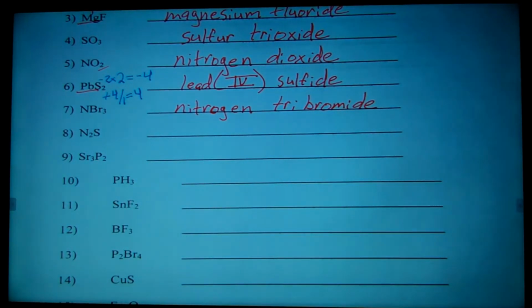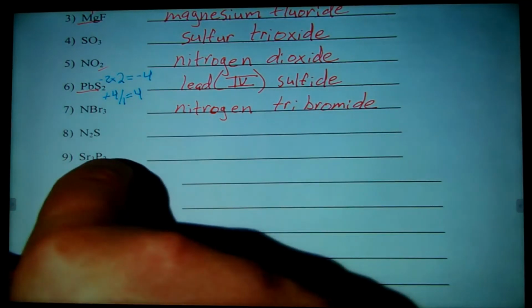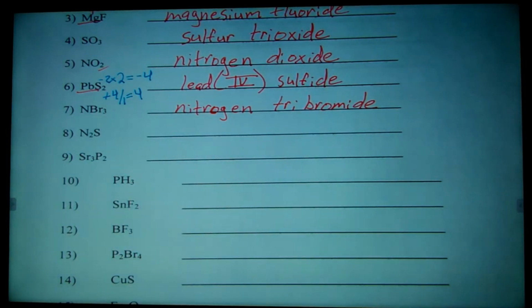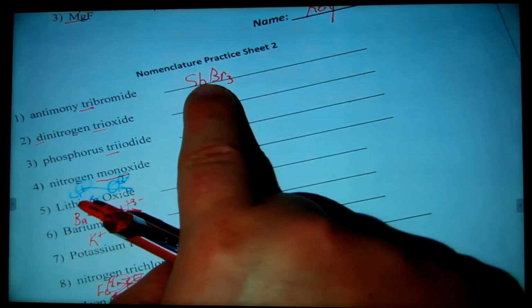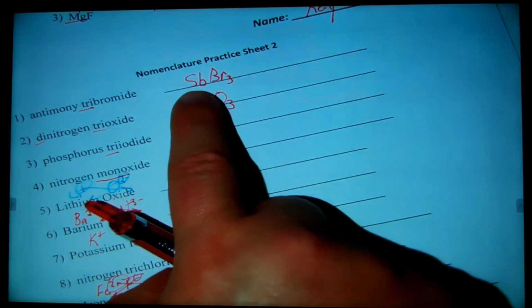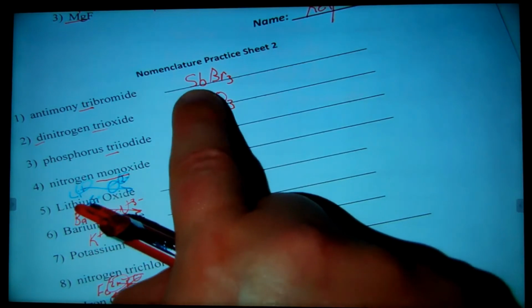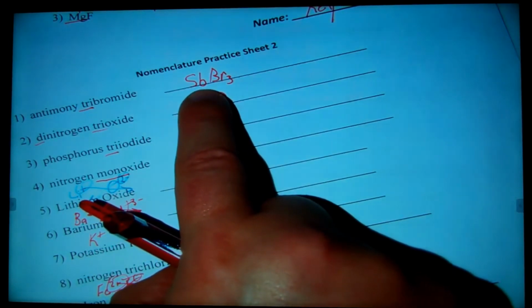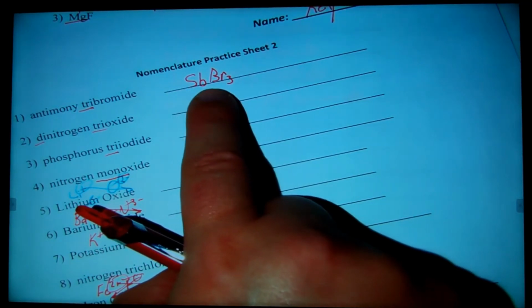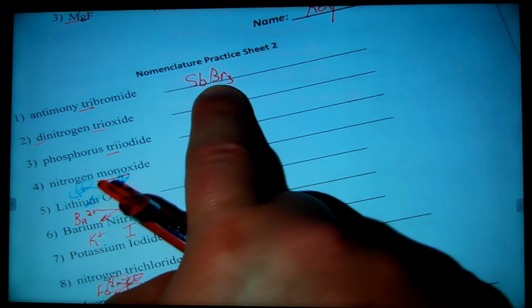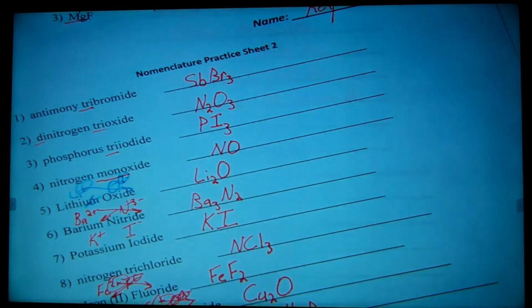And none of these have to be capitalized, right? I'm not going to hold it against you if you capitalize it or not. If it was going to be labeled on something, then I would capitalize it. Now, if you're going the other way, like on practice sheet 2, these have to be capital because those are chemical symbols. Like antimony tribromide, Sb: the S has to be capital and the b has to be lowercase. Why? Because the first letter of a chemical symbol must be capital and the second one must be lowercase. Same thing with bromide: capital B, lowercase r.